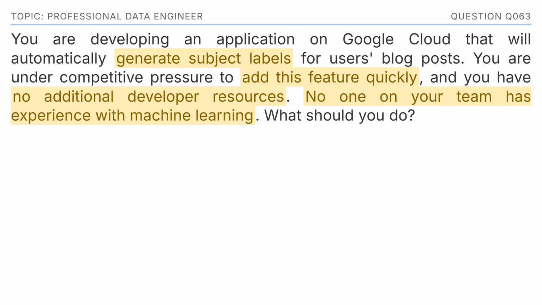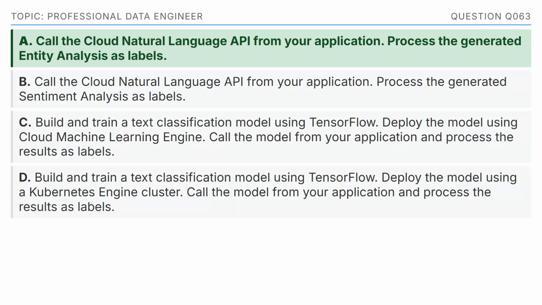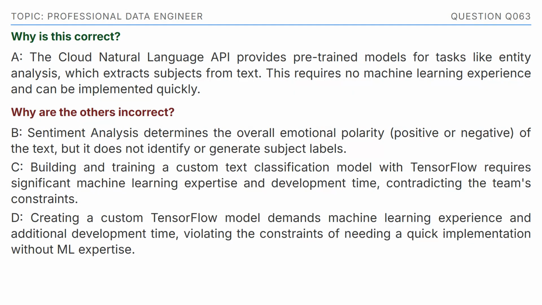To arrive at the correct answer, we focus on the keywords: generate subject labels, add this feature quickly, no additional developer resources, no one on your team has experience with machine learning. The correct answer is option A, call the Cloud Natural Language API from your application. Process the generated entity analysis as labels. Why is this correct? A. The Cloud Natural Language API provides pre-trained models for tasks like entity analysis, which extracts subjects from text. This requires no machine learning experience and can be implemented quickly.